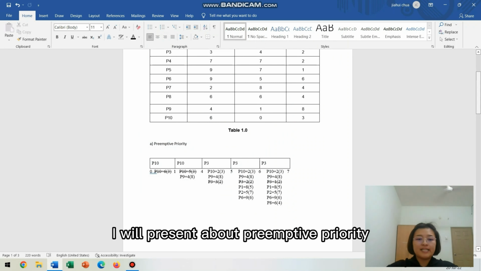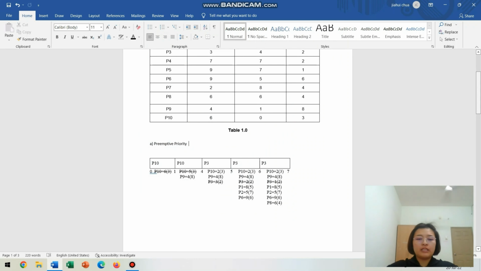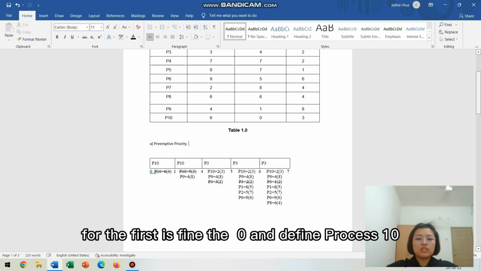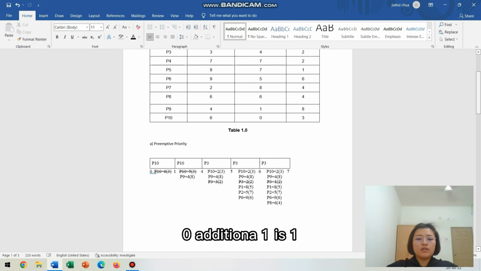I will present about the preemptive priority. For the first, find the 0, define the process 10. 0 additional 1 is 1. Define the process 10. 1 additional 3 is 4.